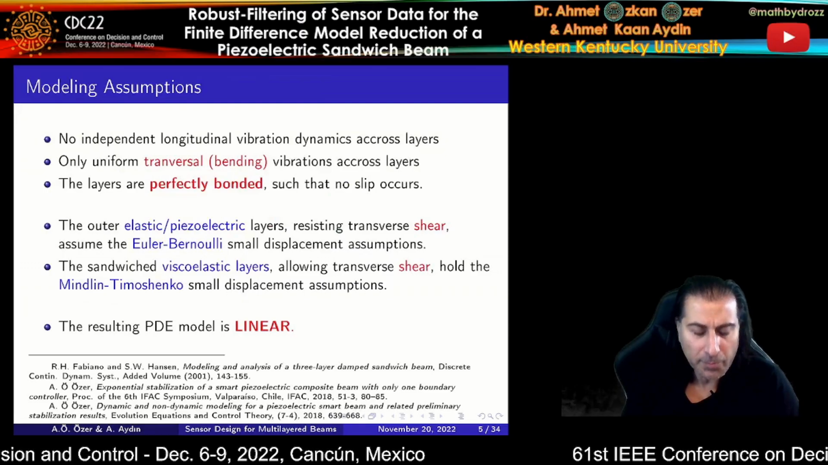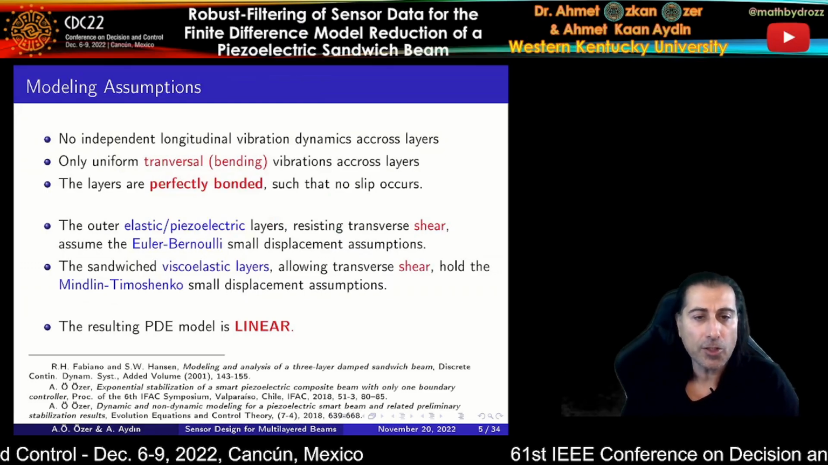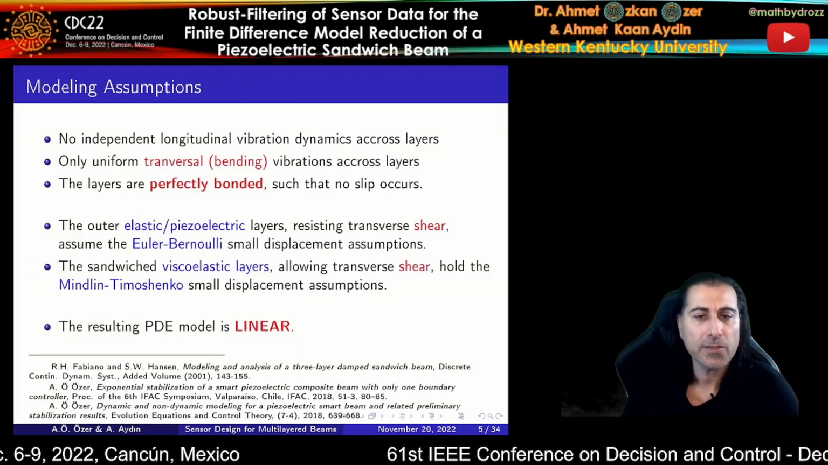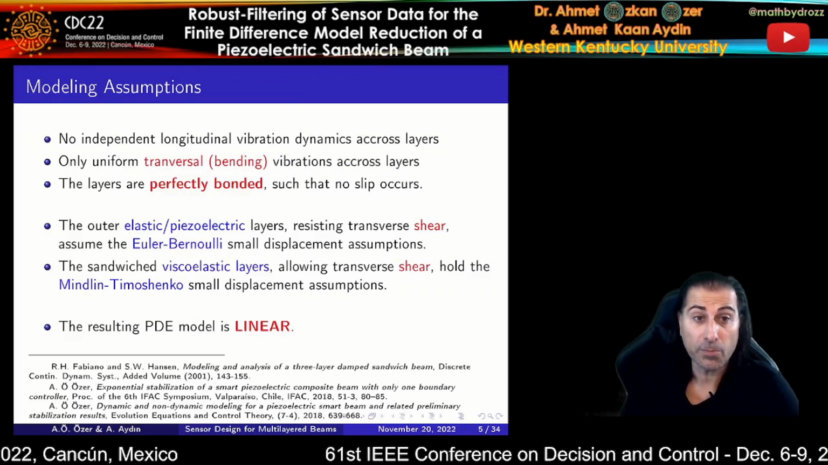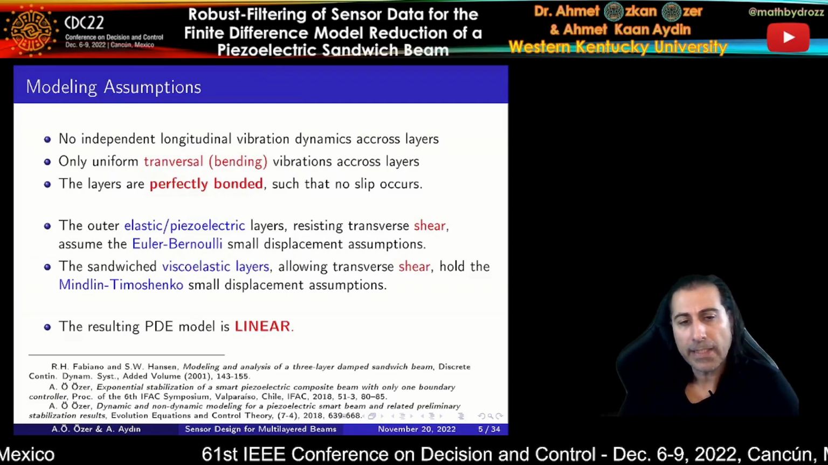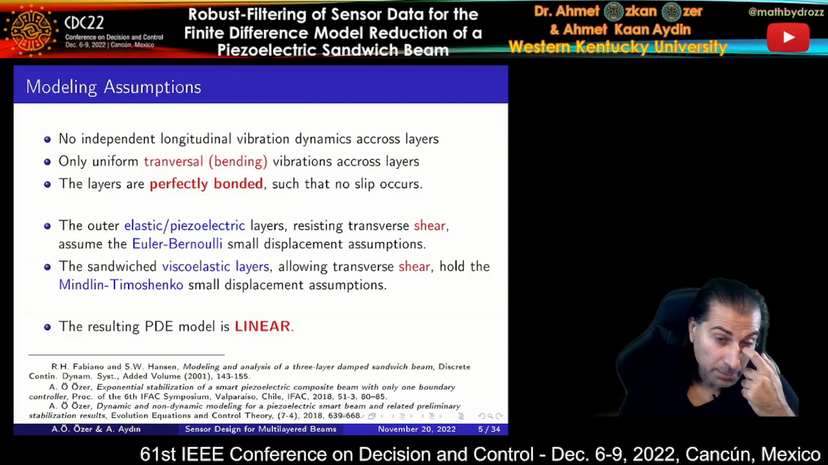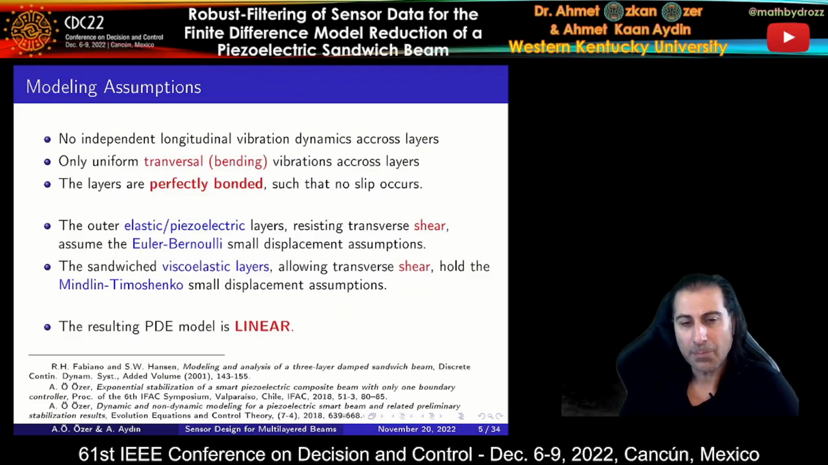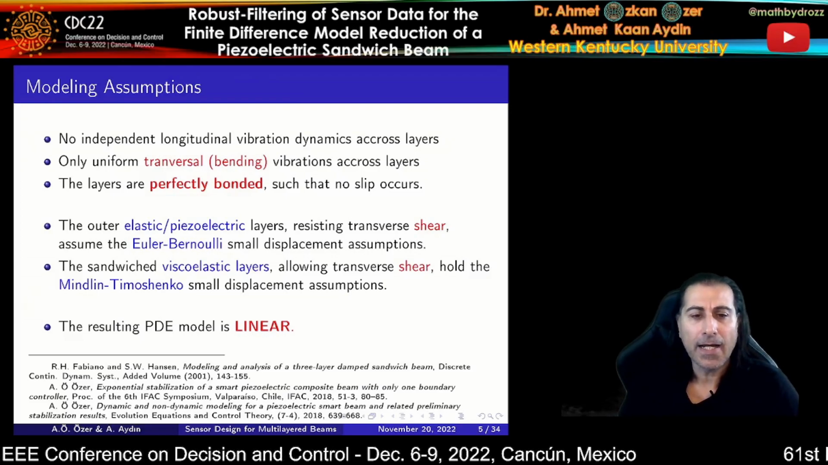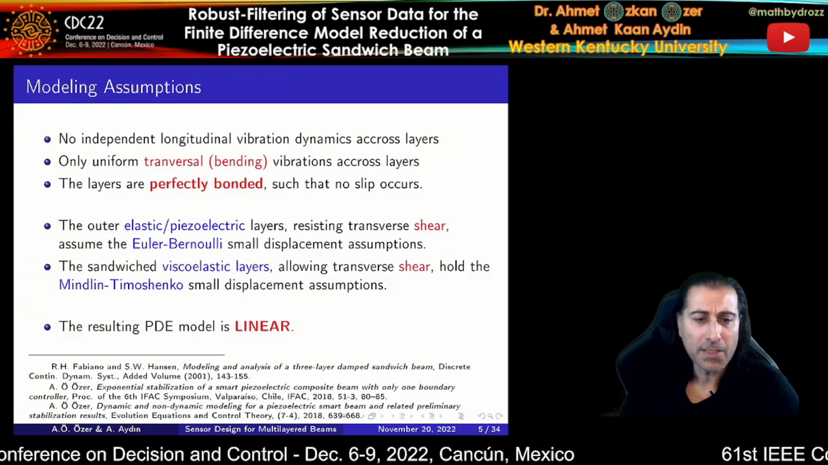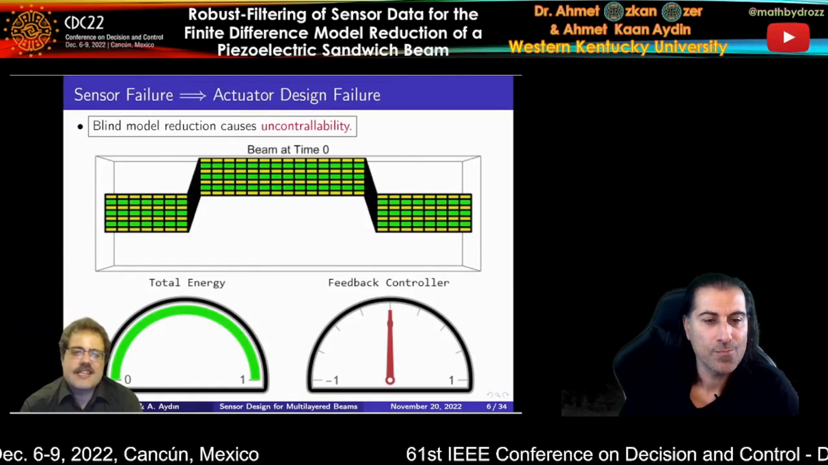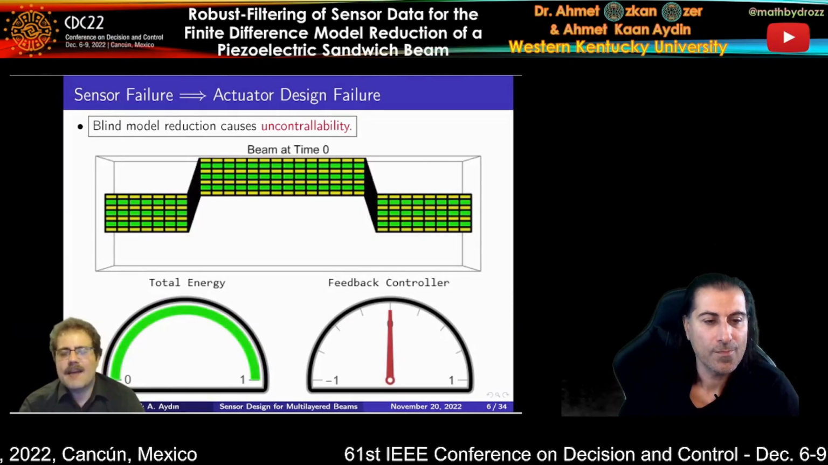And we have some modeling assumptions. We have no independent longitudinal vibrational dynamics across the layers. We have only uniform bending across the layers, so all layers are going to bend uniformly. And the layers are perfectly bonded and no slip occurs. And the outer layers resist transverse shear, but the middle layer, since it's more like a viscoelastic type material, is going to allow transverse shear, and that generally creates a passive damping in the structure, and the resulting PDE model is linear.